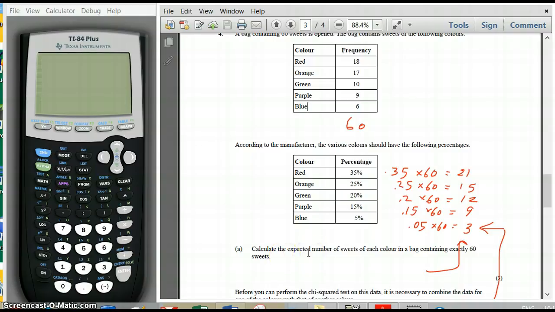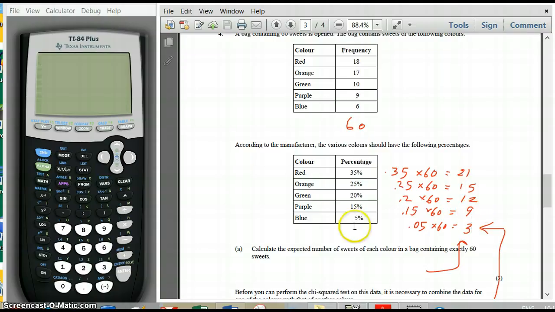Okay, so whenever we do a chi-squared test, we are comparing the observed distribution to an expected frequency distribution. Expected frequency distribution can't be a percentage. It must be a number. So what we do is we multiply each one of these percentages times the total number of 60, and that gives us the expected frequency of each color. So red would be 21, orange would be 15, and that's assuming that you have 60 total candies.